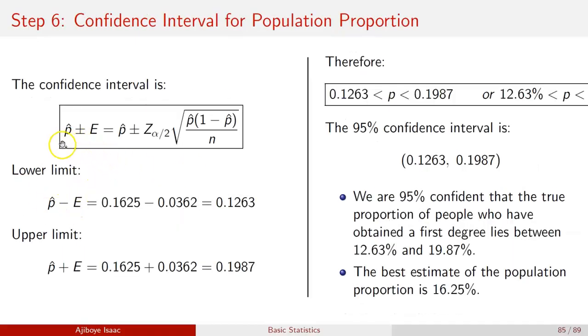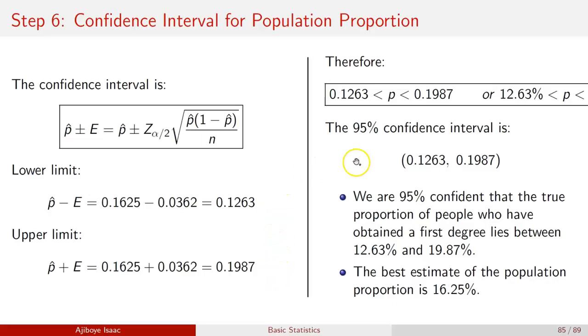Our confidence interval, which is the point estimate plus or minus the margin of error, is now equal to, for the lower limit, 0.1625 minus 0.0362, which is equivalent to 0.1263. Then the upper limit as well is obtained as 0.1987.